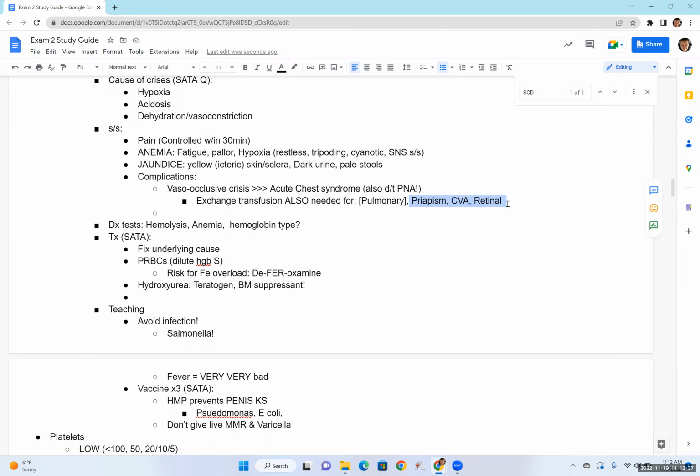All right. So a good SATA question is like, what are these treatments? Usually it's going to fix the hypoxia, fix the acidosis, fix the dehydration, right? Vasodilate, right? Versus vasoconstrict.